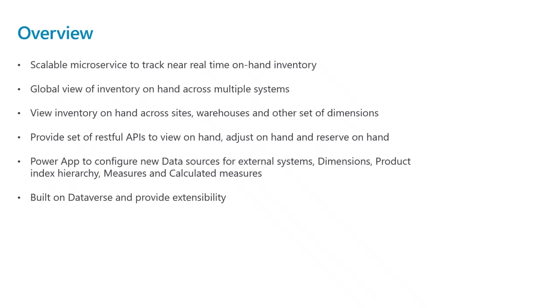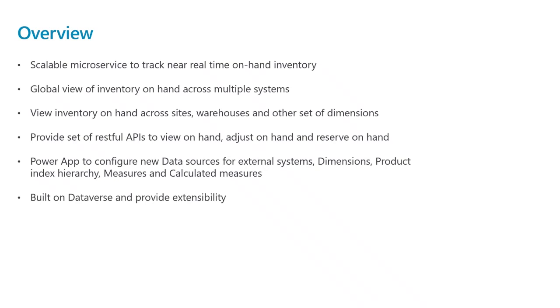You can view the inventory on hand across a variety of dimensions. It supports all the dimensions out of the box for D365 SCM. So those base dimensions are already available in inventory visibility. You can also aggregate some of those dimensions and get the aggregate result set as well.